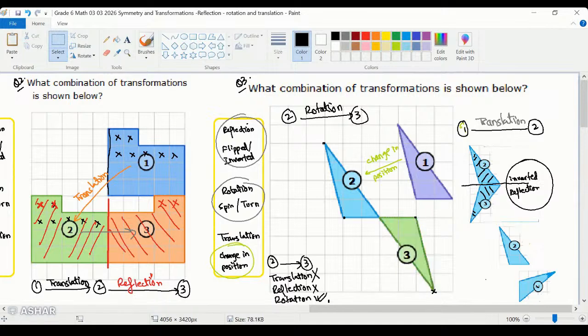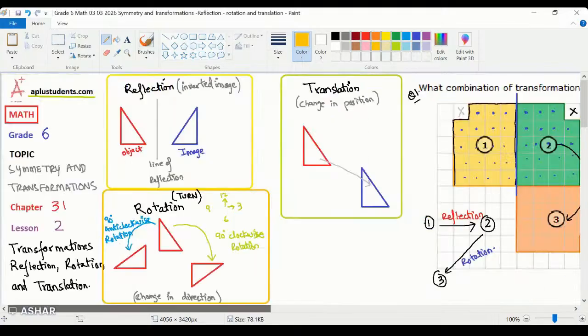So we can say that shape number 1 and shape number 2 were translation, because there is no spin, there is no invert in translation. So shape number 1 to 2 was translation, and 2 to 3 was rotation. Agreed? Let's look at more examples. A lot more would be clear to us. What combination of transformation is shown below? Just a moment, please. Question number 4.